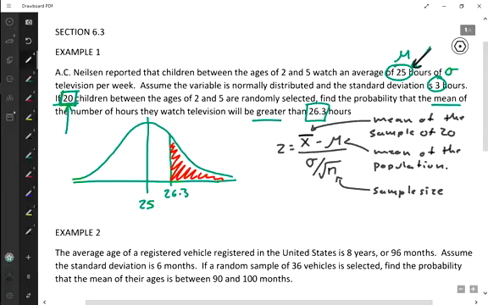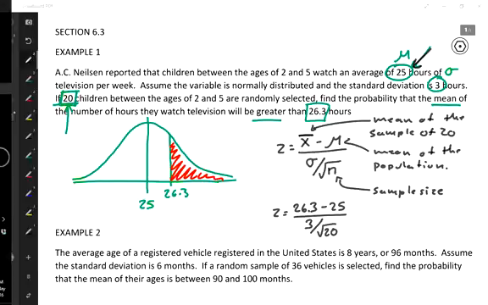So to calculate the z-score that we need to find area, we're going to go z is equal to the mean, that the mean is greater than 26.3. So we're assuming 26.3 minus the mean of the population, which is 25, divided by the standard deviation, which in this case is 3, divided by the square root of our sample size, which is 20.